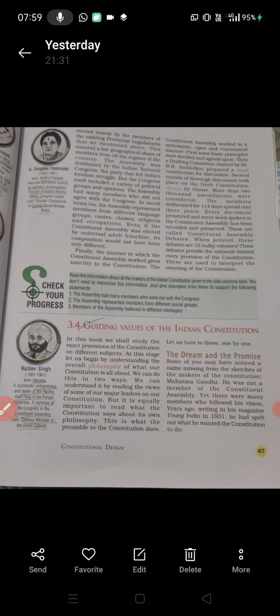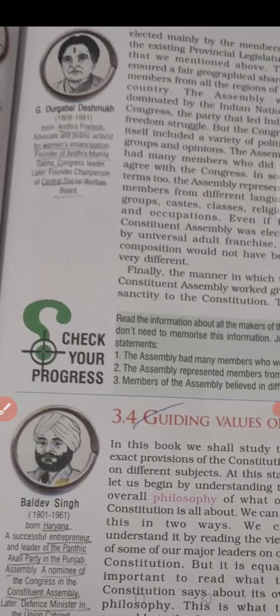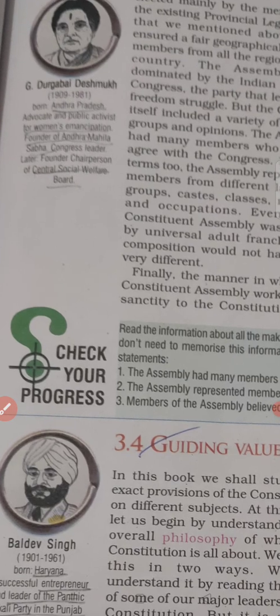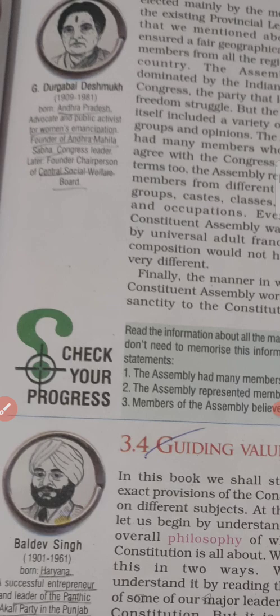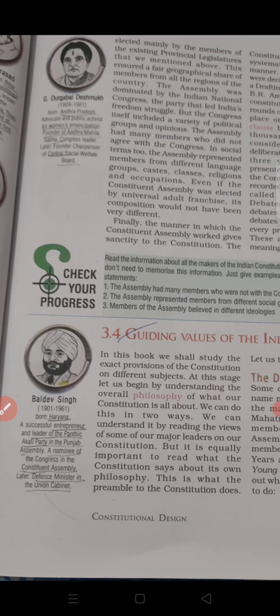And the next page, Durgabai Deshmukh. Durgabai Deshmukh, born in Andhra Pradesh. She was an advocate and public activist for women's emancipation. Emancipation means rights. Founder of Andhra Mahila Sabha, Congress leader. Founder of Andhra Mahila Sabha and founder and chairperson of Central Social Welfare Board. Okay, all this important information you should write down in your notebook.